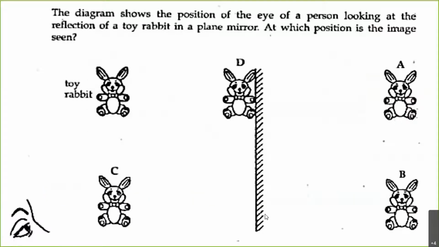All right, let's see if you can answer a couple of questions based on those properties. So we have a toy rabbit. This is our object here in front of the mirror. Which one of these shows the reflection of that object in a plane mirror?